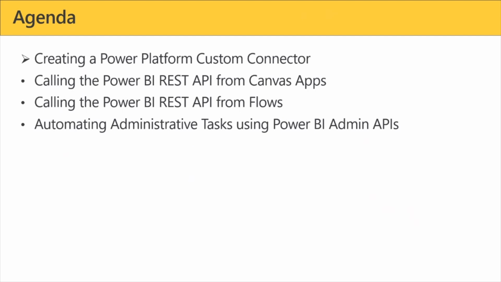And then at the very end, we're going to look at using flows to execute some of the admin API tasks. Maybe you want to call get groups as admin, or post workspace info to do a workspace scan, or you want to extract event data from the Power BI activity log. So those are the things we're going to look at in the final section.